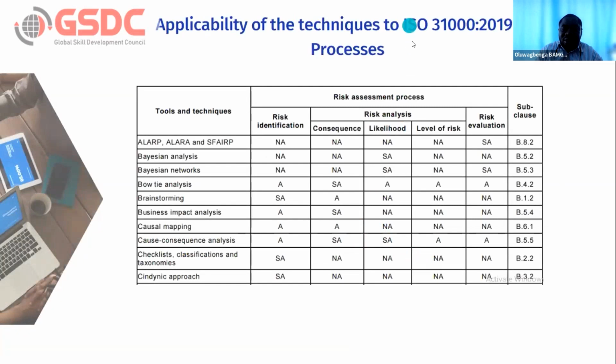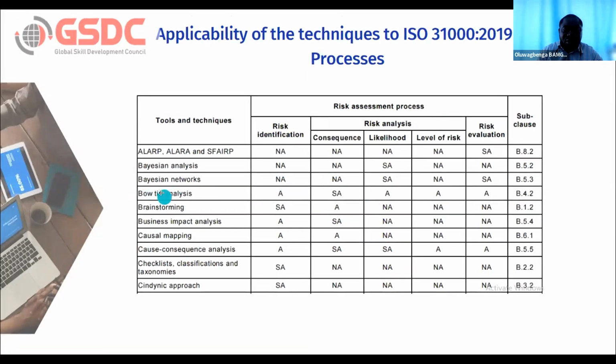So based on that, we have this applicability of each of these techniques. Okay, what are the applicability? Someone can actually ask that question. Is it applicable? For example, if we want a bow tie analysis, under risk identification, it is applicable. Consequence analysis, it is strongly applicable. Likelihood, it is applicable. Level of risk, it is applicable. Risk evaluation is applicable. Of course, we are talking of the risk assessment process.